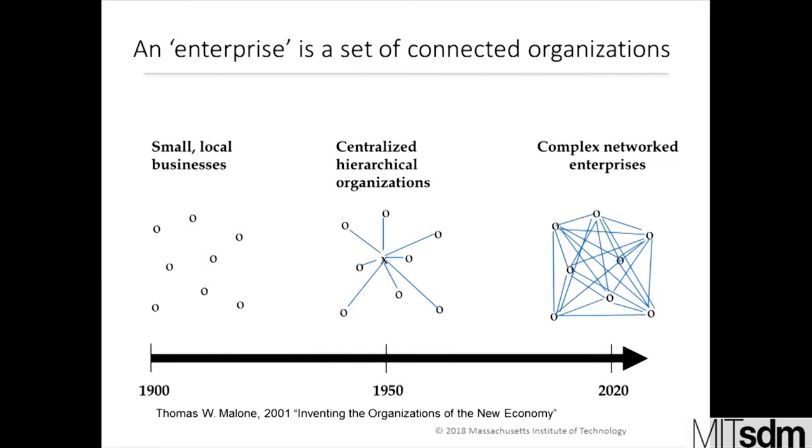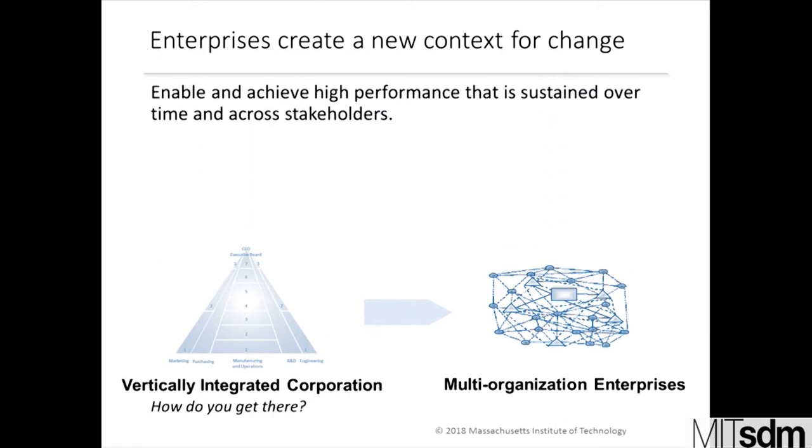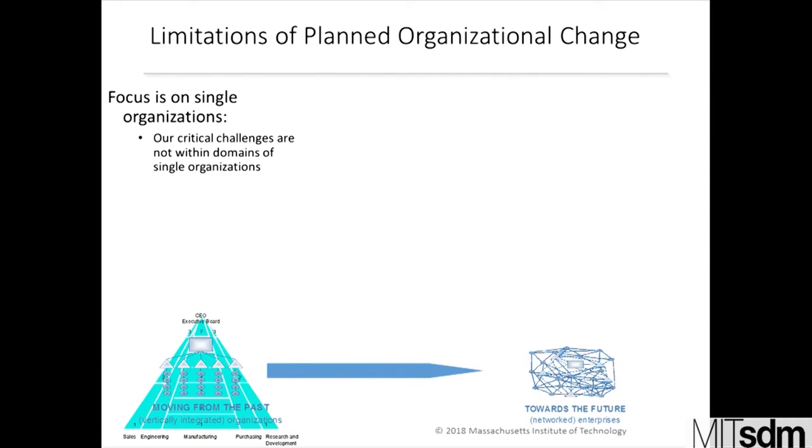So this is a basic slide that I've used for years, that the notion of how business gets conducted has changed dramatically. We're talking about complex networked enterprises. These enterprises create a new context for change, because all of them need to be able to improve, change, and learn. And the challenge, of course, is how do we get there? What enables us to manage and optimize our activities within an organization, and what's different about when we have an enterprise view, which is the high-performing model.